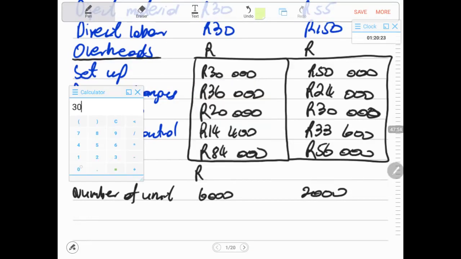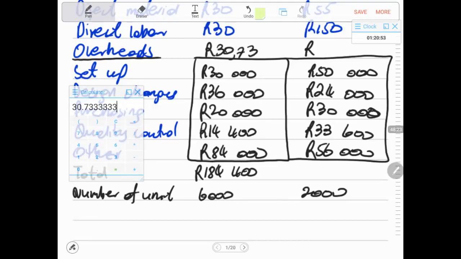It will be 30,000 for product common plus 36,000 plus 20,000 plus 14,400 plus 84,000. It is 184,400, divide by 6,000. It is 30 rand 73 cents.